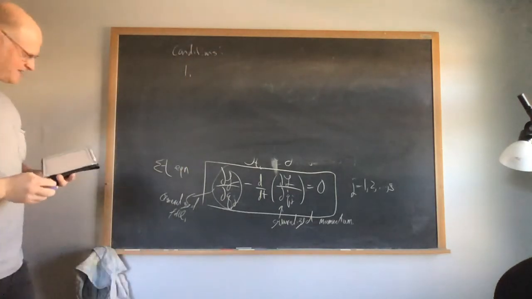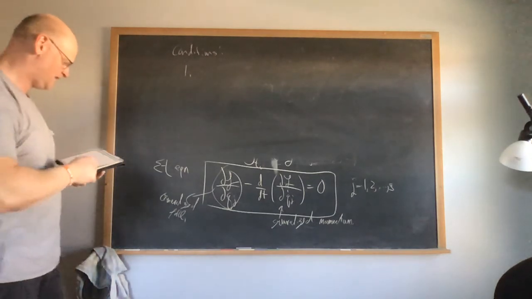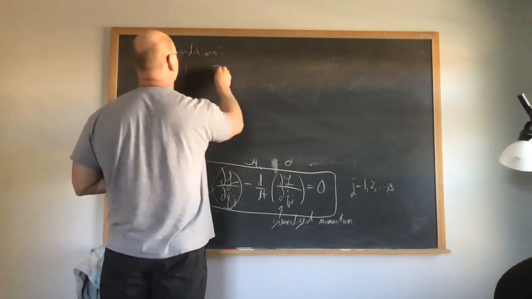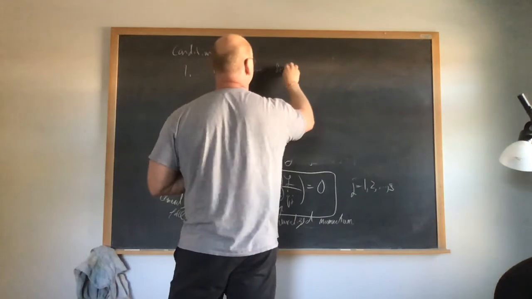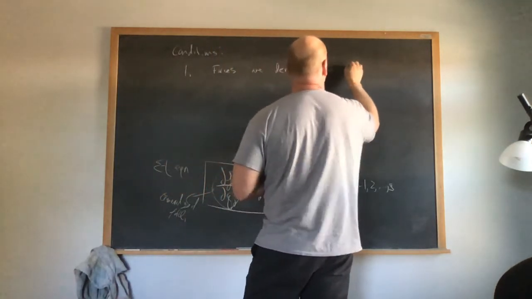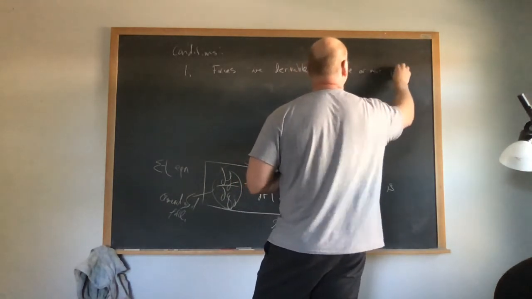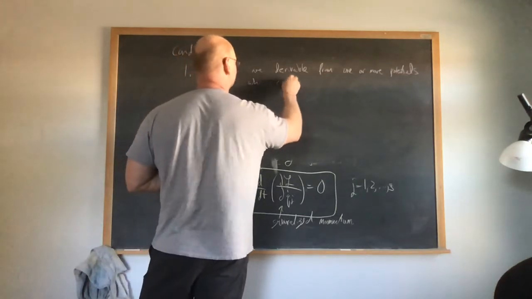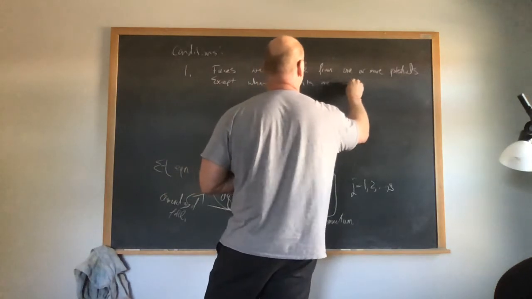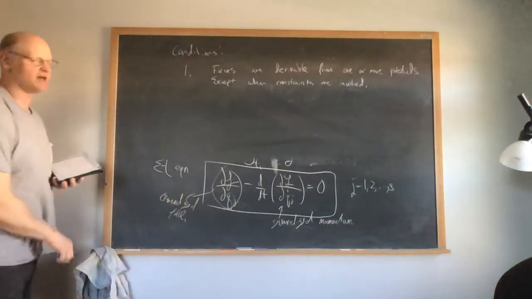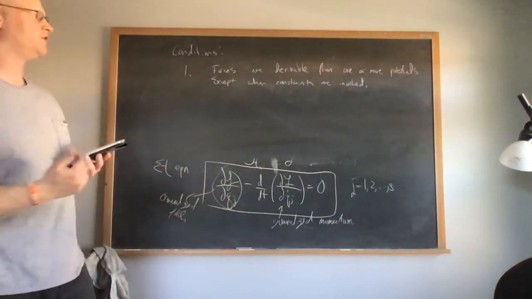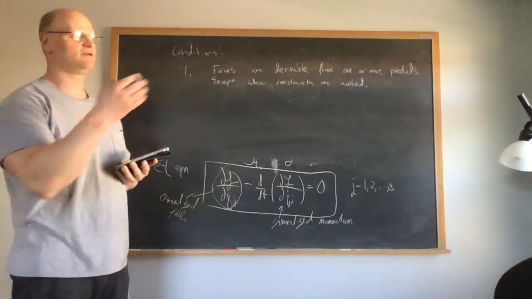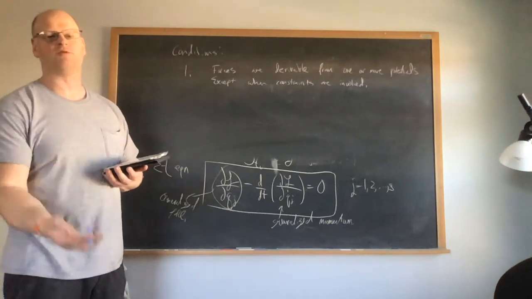The first one says that the forces acting on a system must be derivable from one or more potentials, except when there are constraints. So here we must have that the forces are derivable from one or more potentials, again, except when constraints are involved. These constraints can come from things like friction. In those cases, we don't have potentials when it comes to friction forces because they're non-conservative forces. So our constraints are going to represent forces that aren't derivable from potentials.